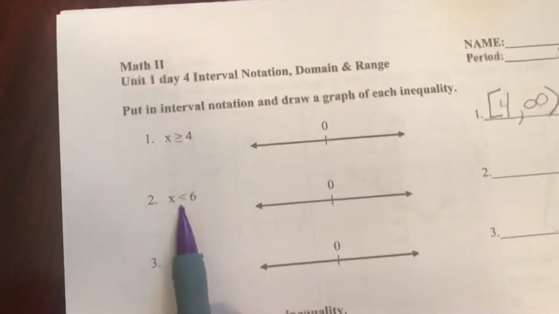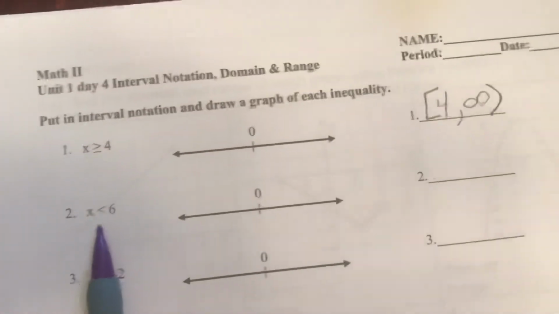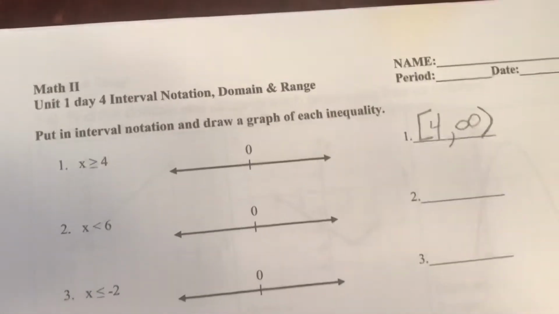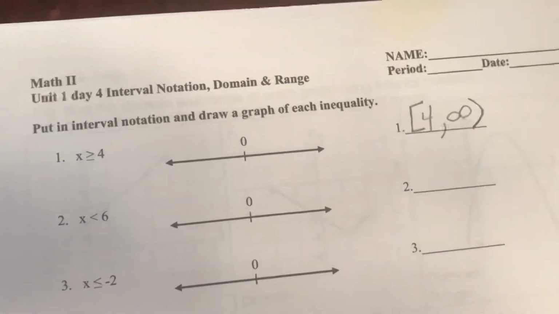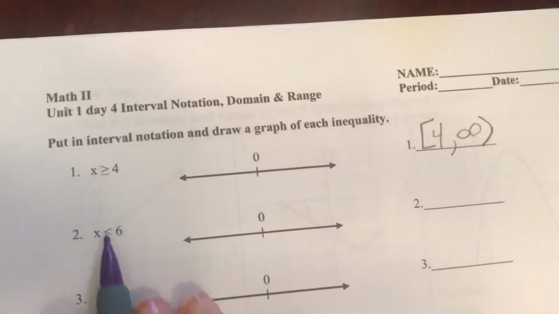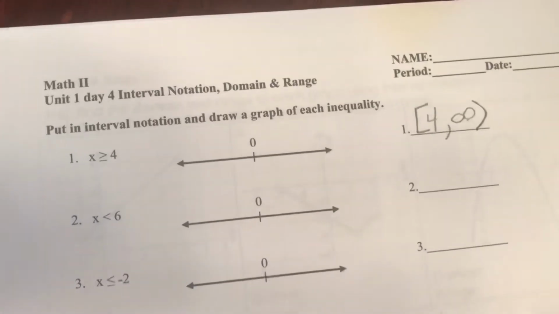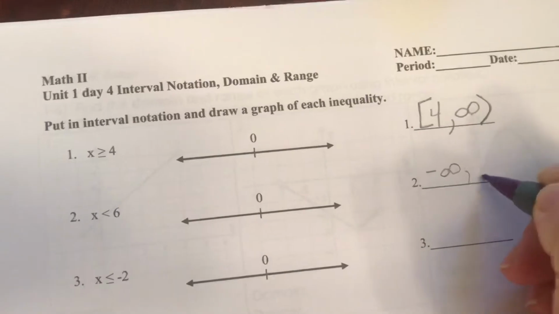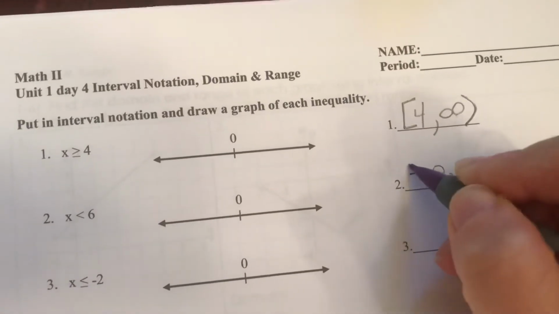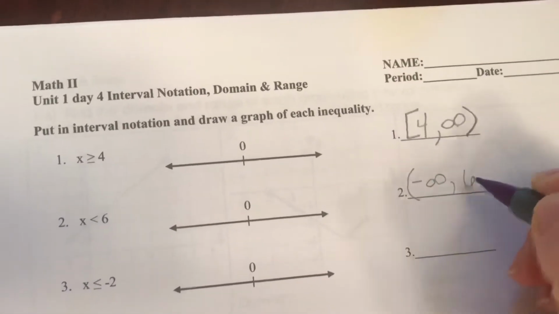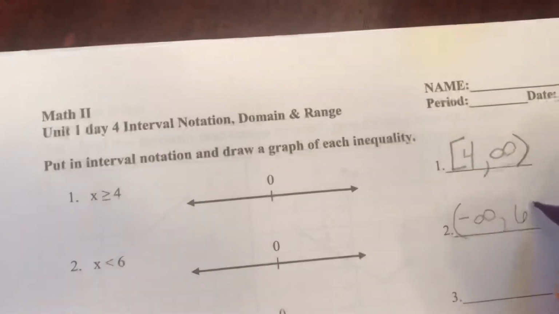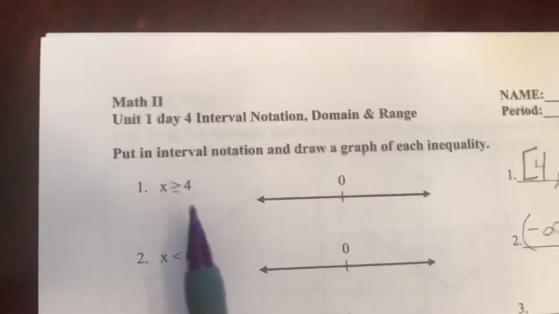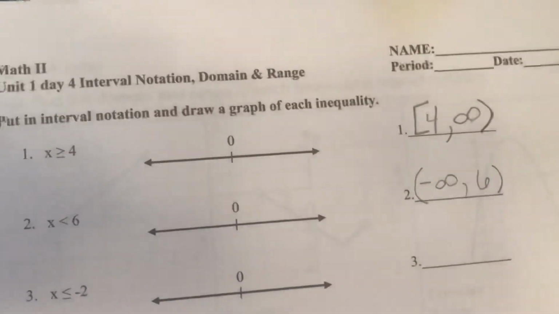If it's not equal, for example number 2, x is less than 6, that's going to be parentheses on both. Remember, it's always parentheses around infinity. If you're less than 6, you're going to go from 6 back to the left, so in other words, negative infinity to 6. Again, anytime it's infinity, it's a parenthesis. If it's not or equal to, you just do a parenthesis again. The only time you do a bracket is if you have an or equal to. That's how that works.